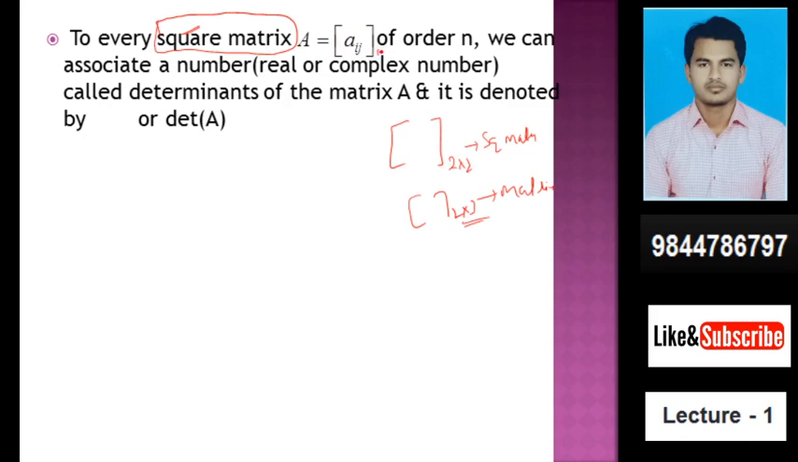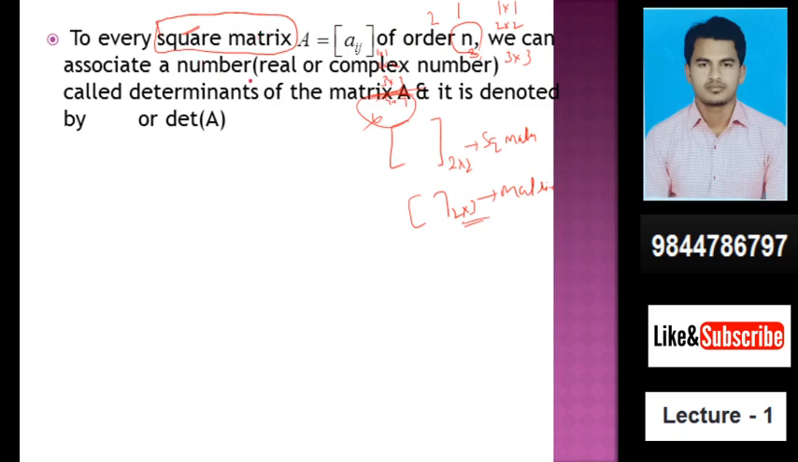Either it may be 1 cross 1 or 2 cross 2 or 3 cross 3 or 4 cross 4. According to your syllabus, they have mentioned only 3 cross 3. There is no 4 cross 4 matrix. The order is n. If they say order is 1, it means 1 cross 1. If they have given order is 2, it means 2 cross 2. If they said order is 3, it means 3 cross 3. So be careful. According to determinants, we are using only square matrix.